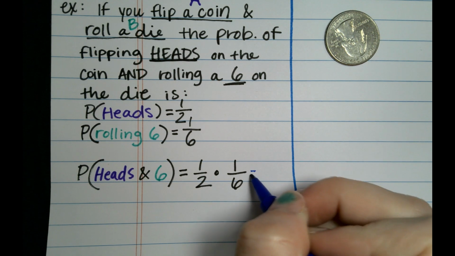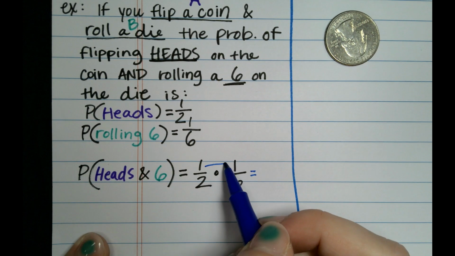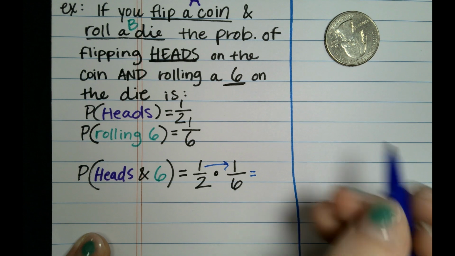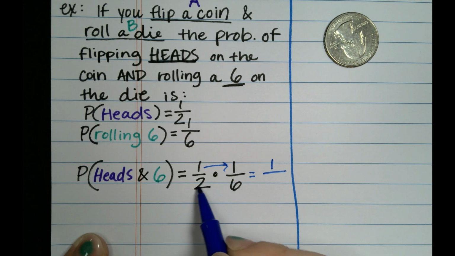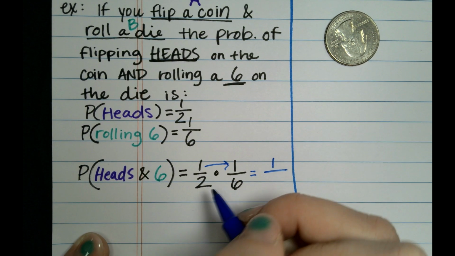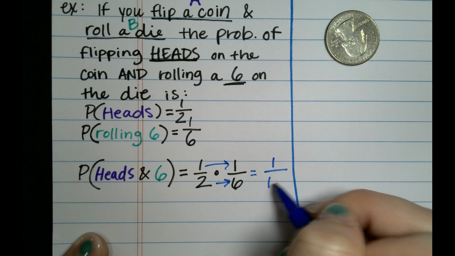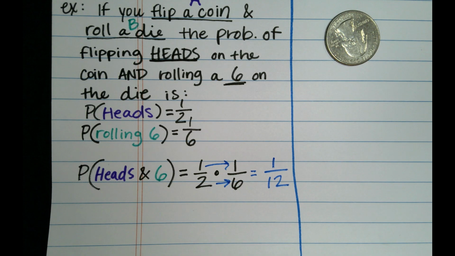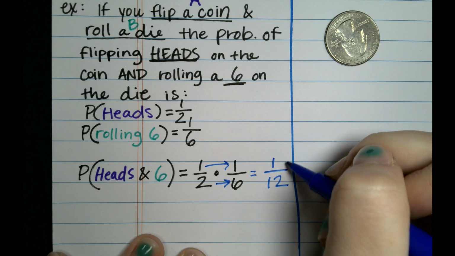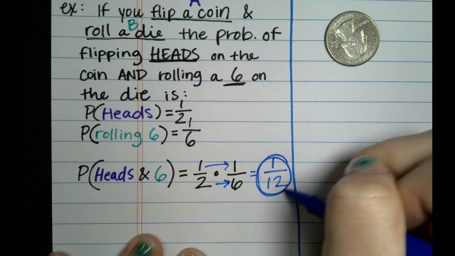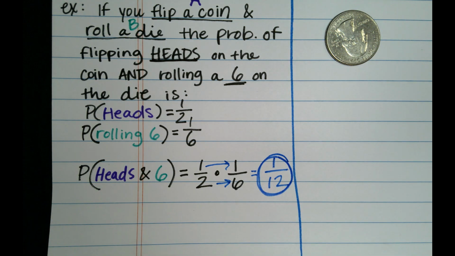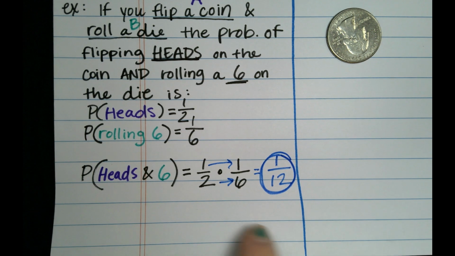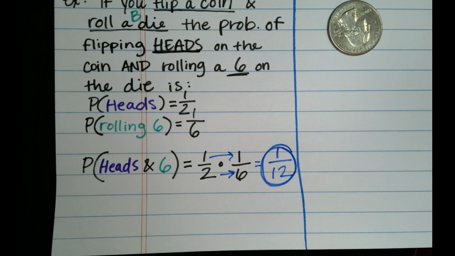And again, all we do is multiply straight across. What is 1 times 1? 1. What is 2 times 6? 12. So what's the probability of both of these happening? 1/12. There it is. We found probability. Kind of cool.